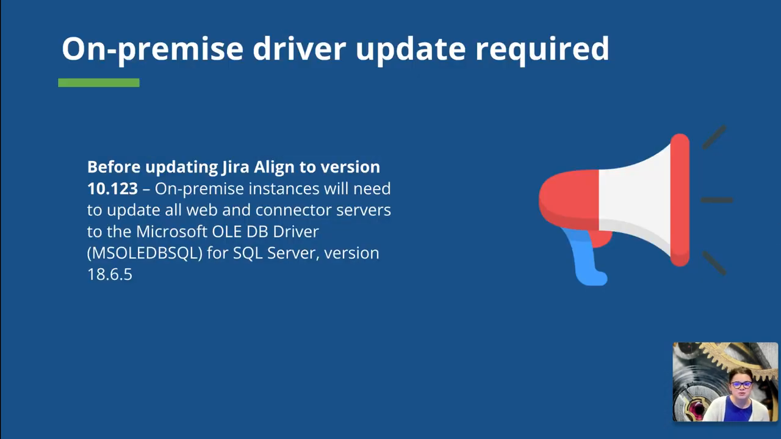Before we jump into the tool, I do want to make an important update announcement for any admins of on-premise instances of Jira Align. If you currently are using an on-prem instance, you will need to update all web and connector servers to use the Microsoft OLE DB driver for SQL Server version 18.6.5 prior to installing the Jira Align version 10.123 that we'll be talking about in this video.